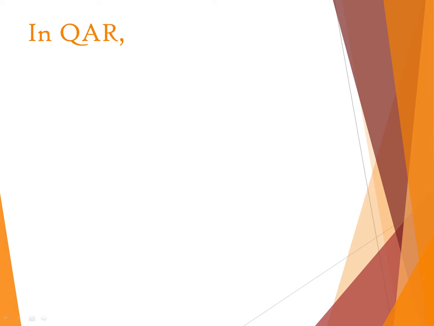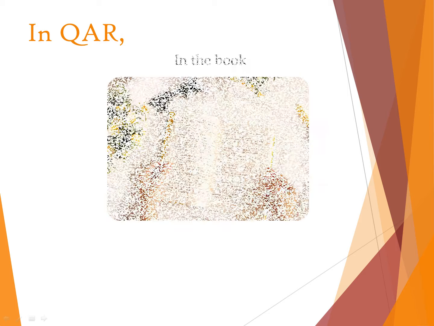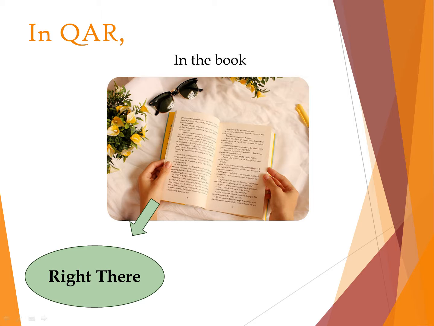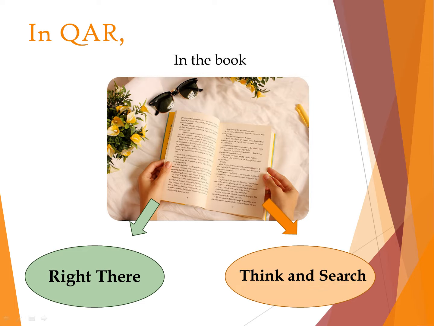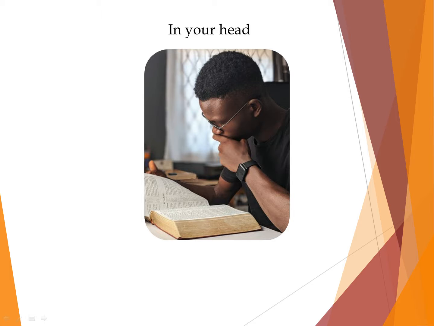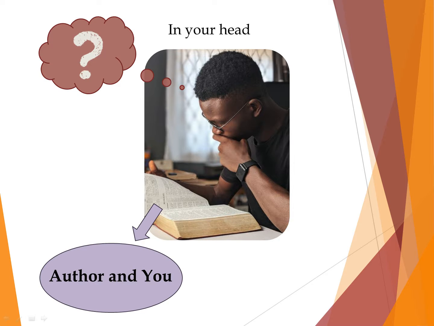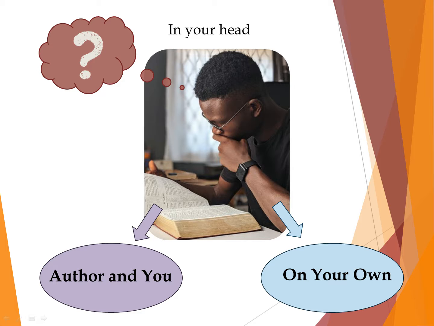In QAR, there are two categories of questions. One is in the book questions. Under it, there are two types of questions: right there questions and think and search questions. The other one is in your head questions. Under it, there are author and you questions and on your own questions.